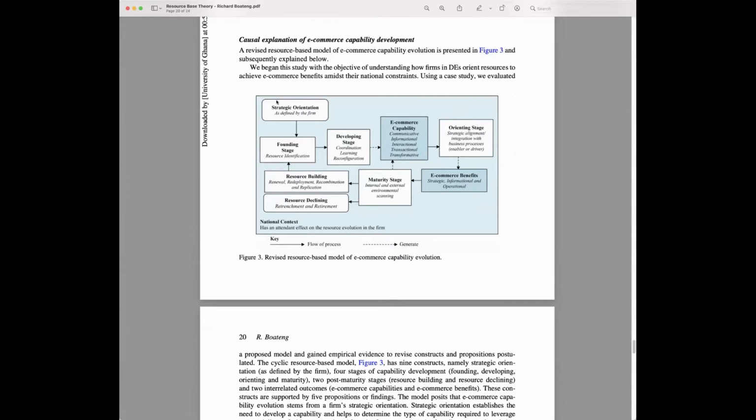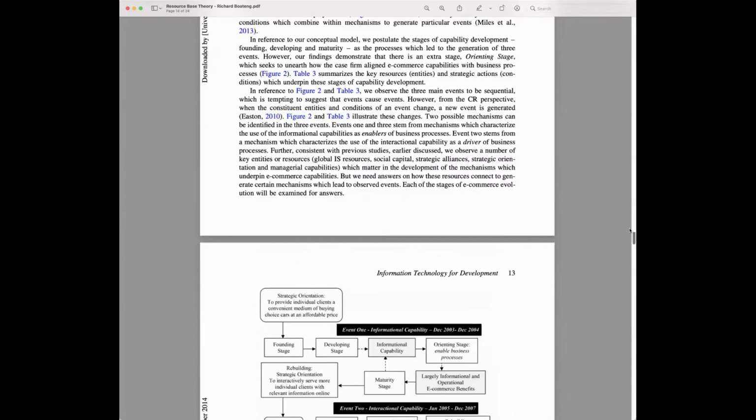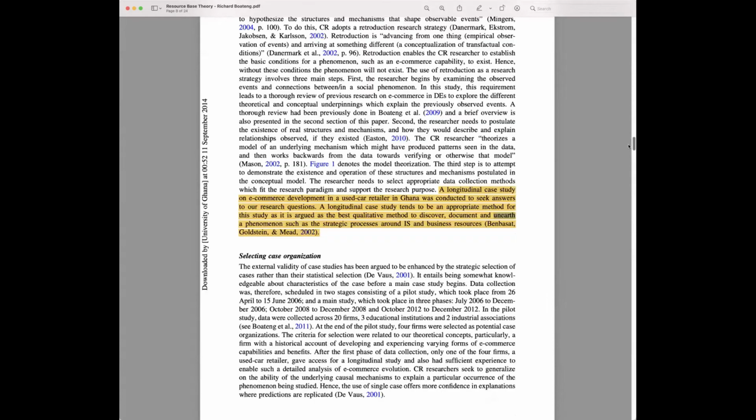So this one's objective was understanding how firms in DEs orient resources to achieve e-commerce benefit amidst their national constraints. Using case study, we evaluated a proposed model and gained empirical evidence to revise constructs, propositions and postulations. So you get, like I said, it was examining specific things, and then that thing that it examined is what generated this particular model. Now, I think there was a previous model before they started the study. I don't know whether that one is there.